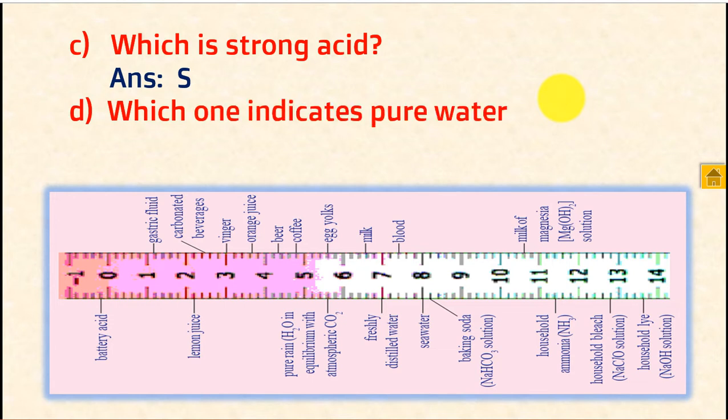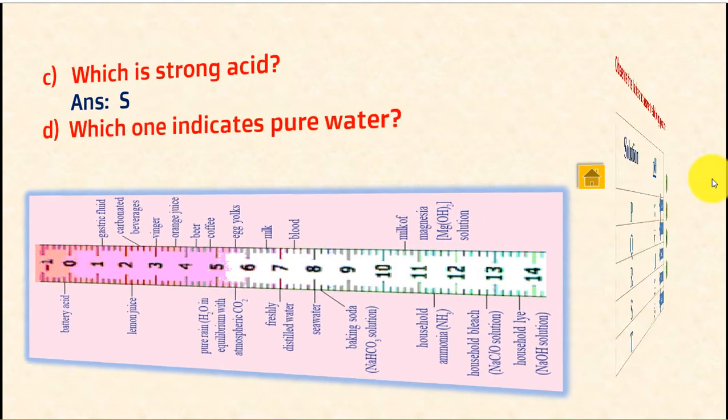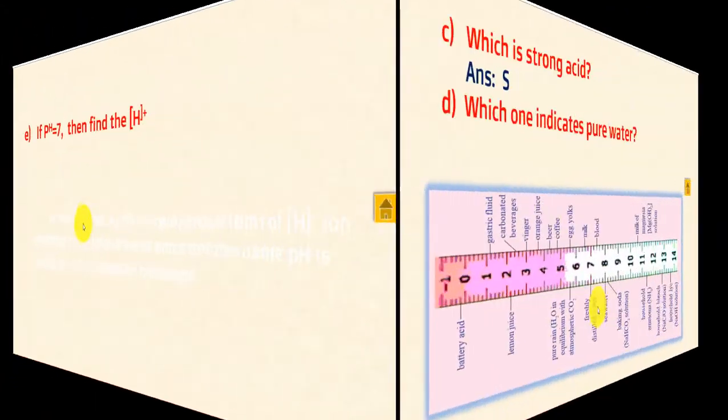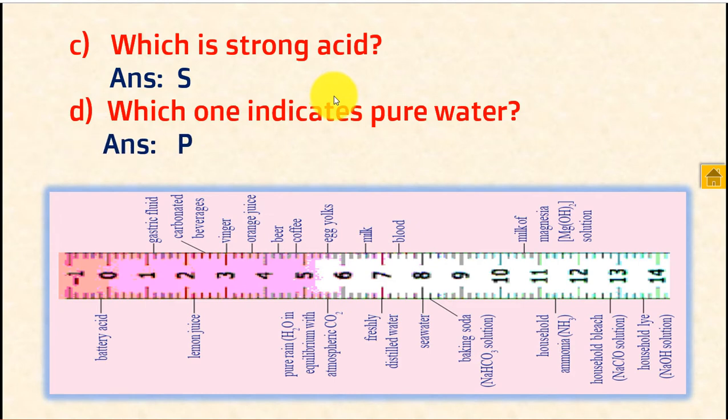Next question. Which one indicates pure water? From the pH table we know a solution having pH value 7 is considered neutral. So from the question table we can see which solution has the pH value 7. Solution P has the pH value 7, that's why solution P is the neutral one. So the answer is P.